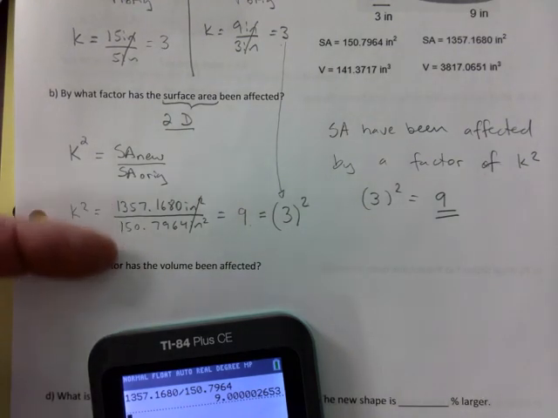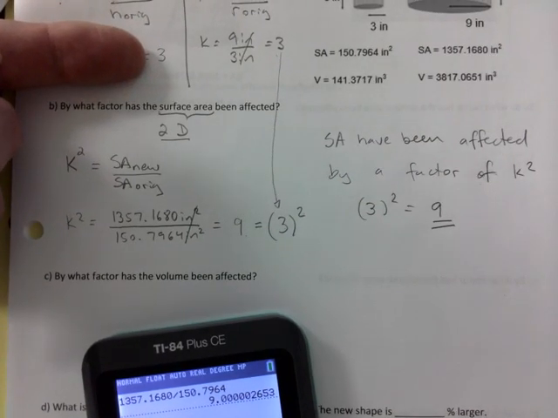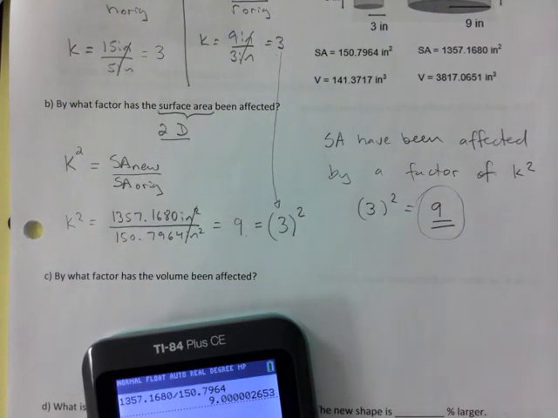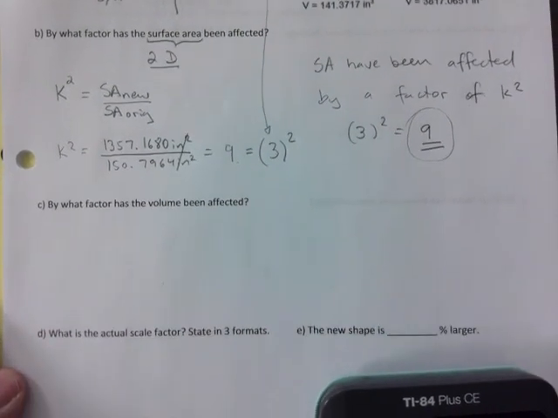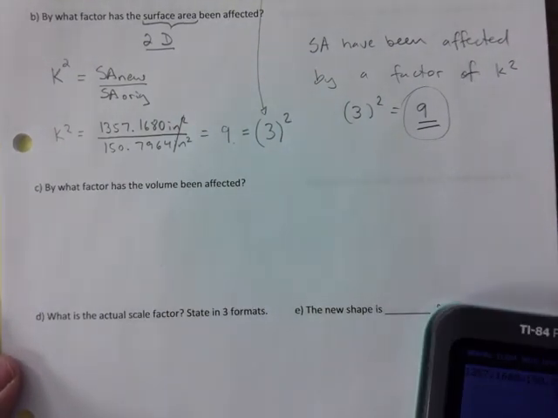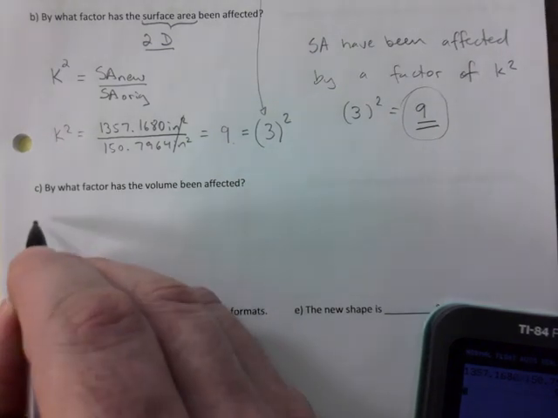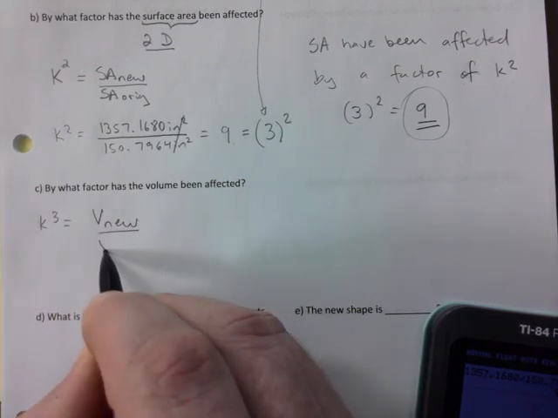We figured that out just by dividing, but we could have also just answered by saying, hey, I know my scale factor in the one-dimensional realm, so I'm just going to square that and know that it's by a factor of 9. The areas have been affected by a factor of 9. Okay. Next, let's look at the volumes. What do you think the volumes will have been affected by? K cubed, right? All right, let's do this. K cubed, volume of new over volume of original.